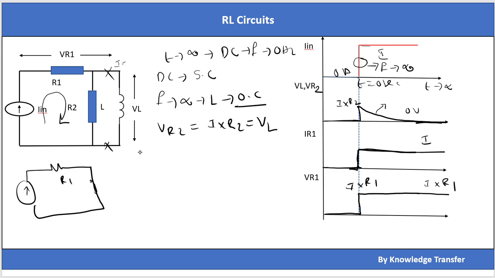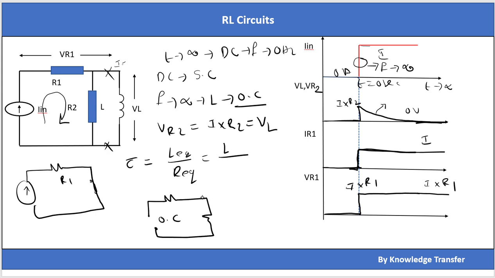So let's see what the time constant of this circuit is now. To find the time constant, I should find what L equivalent and R equivalent are. Here L equivalent is equal to L because there is only one L here. For R equivalent, first I need to replace all voltage sources with short circuits and current sources with open circuits. There is no voltage source, so the current source is an open circuit, and there is an L here. From the L terminals, I need to see what R equivalent is.